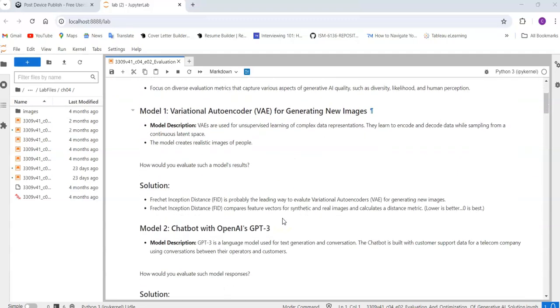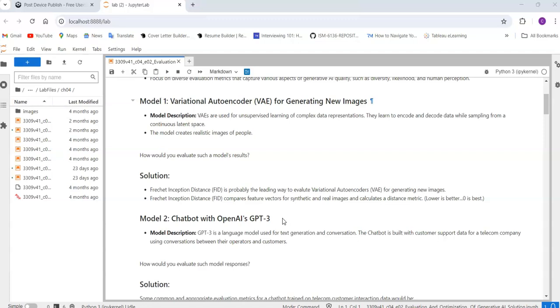So now coming to the solution. What metrics do we use? For variational autoencoders, what exactly do you have to evaluate? How appropriate the image is, how clear the image is, and how well the image matches the input that you have provided. These three are the questions that you have to look at whenever you are dealing with images.